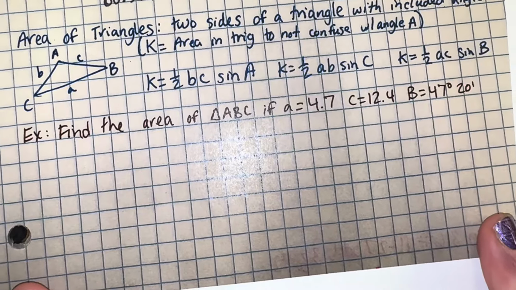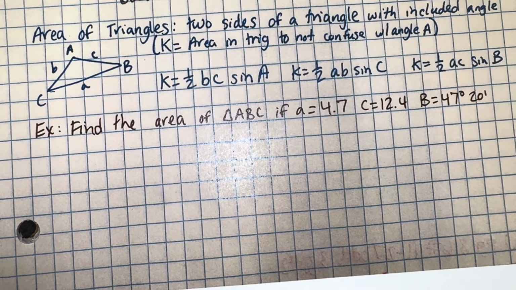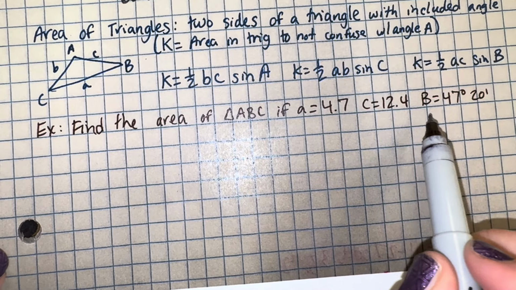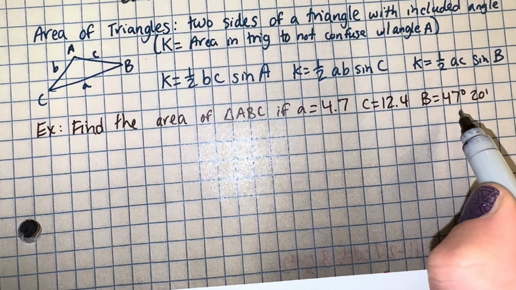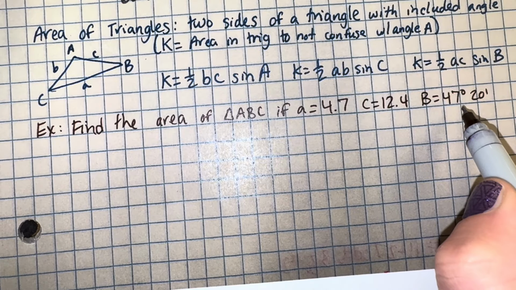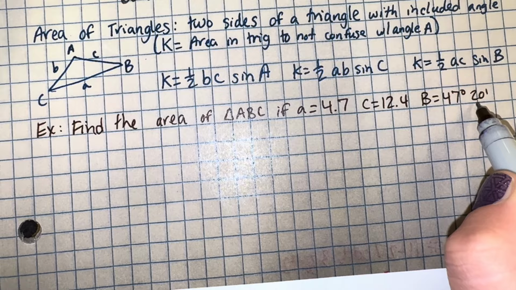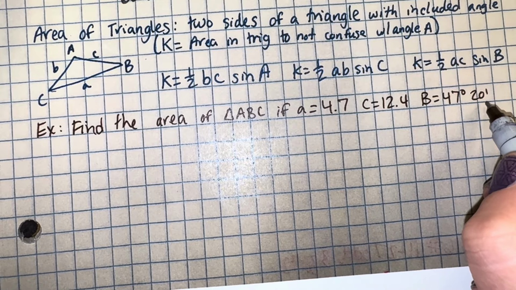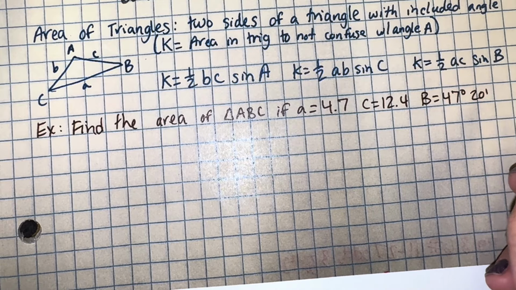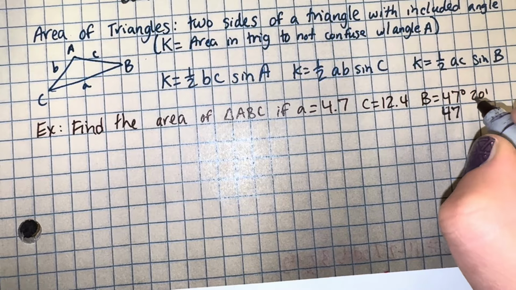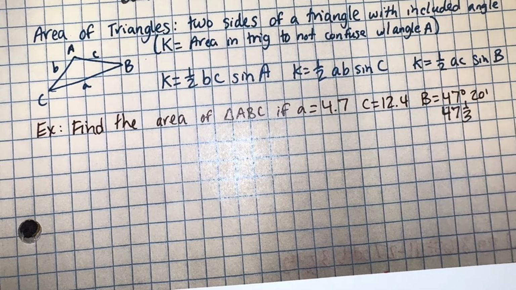All right, so it says, find the area of a triangle that has a side A of 4.7, C of 12.4, and B is 47 degrees, 20 minutes. Remember, we're going to just divide 20 minutes, so 20 divided by 60. So this ends up being 47 1/3 for your solving as you are solving that.